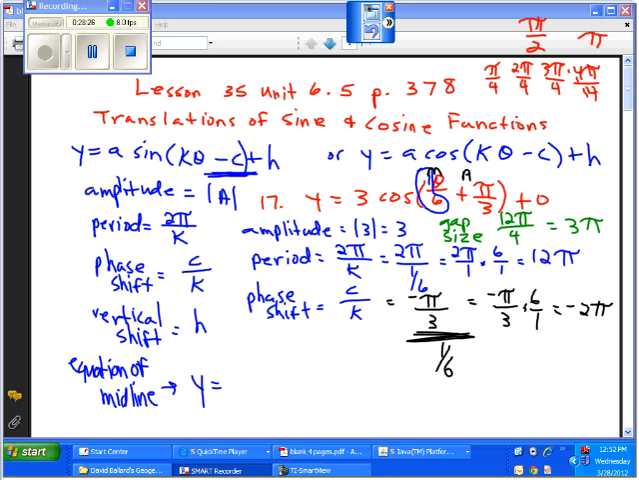My vertical shift is that understood 0, which means that my midline is y equals 0, the x-axis, so it's where it used to be. So we know the amplitude, period, phase shift, vertical shift, and midline, so we should be able to graph. Okay?